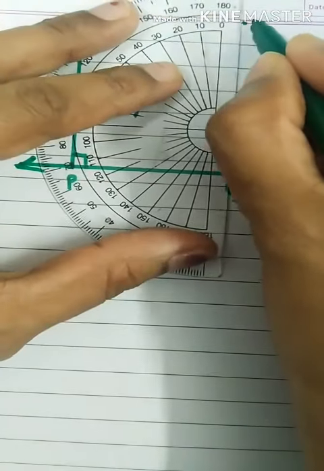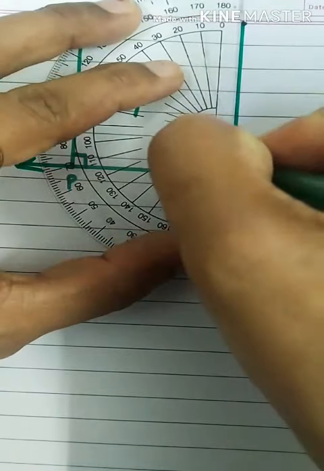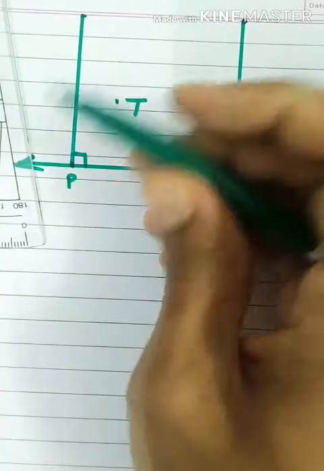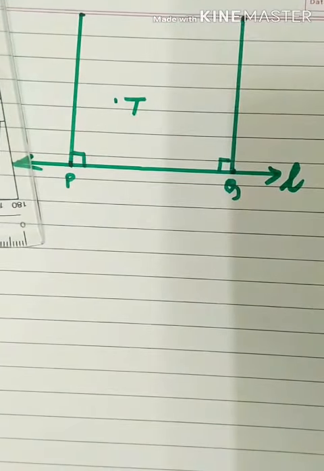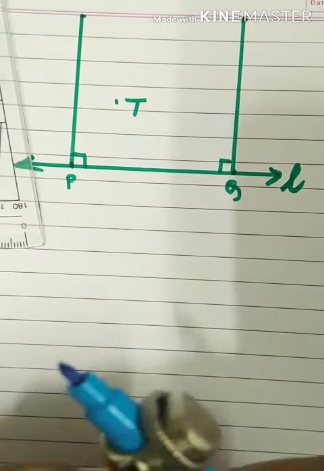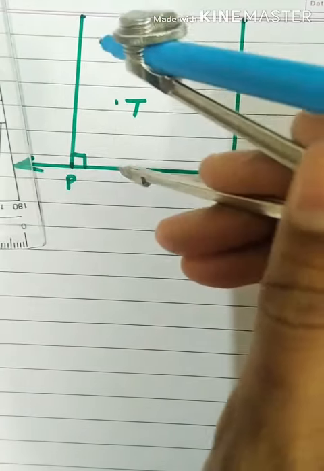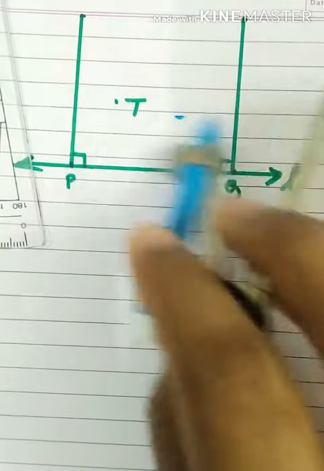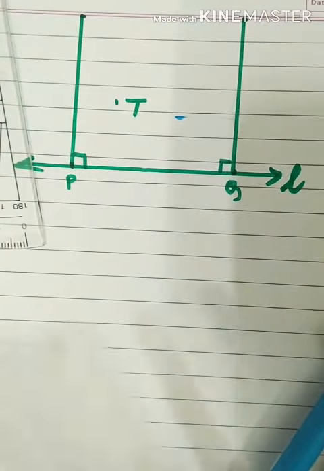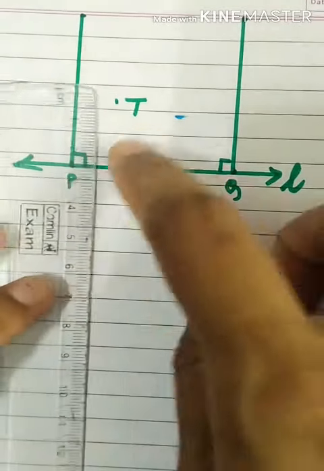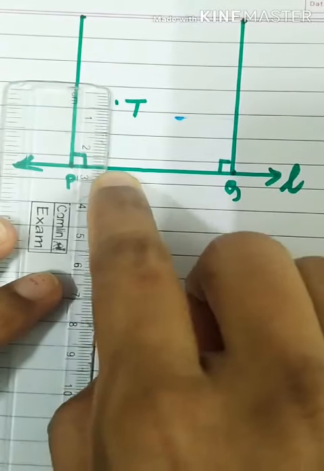Similarly, keep it on the second point. Point Q, 90 degree. Now this is our point T. Using compass, you just measure the length of this point T from the point on the line, or you can use a scale. Measure the distance of this point T from the line.